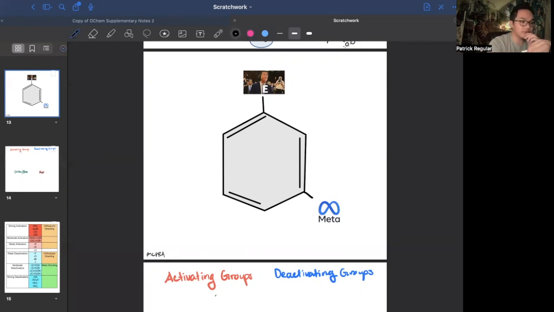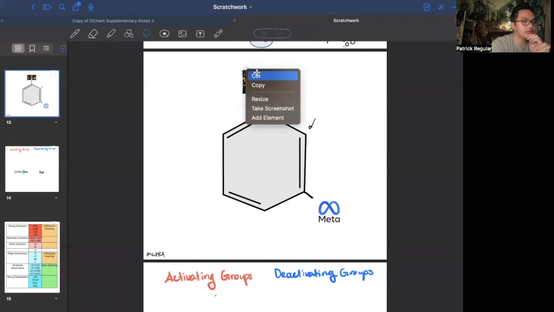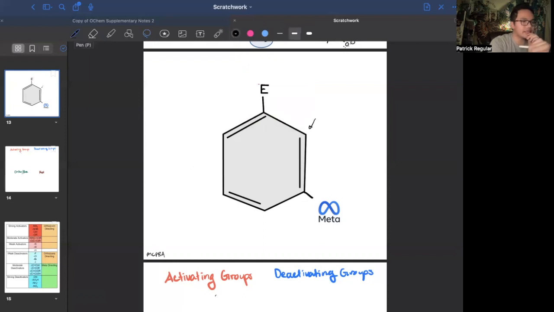So just to review, that E is supposed to be ortho. Ortho is always 1 carbon away from your substitution group. Meta, it's going to be 2 carbons away. And directly across is going to be para.